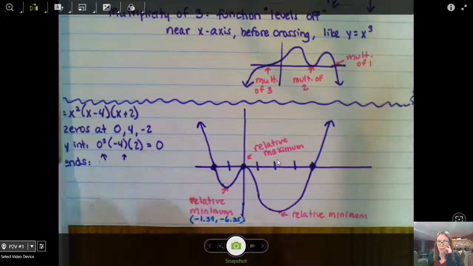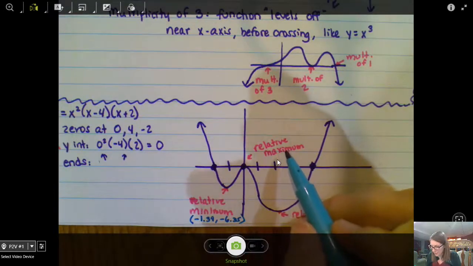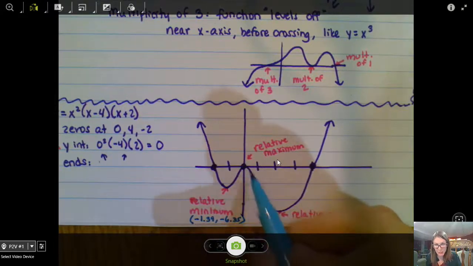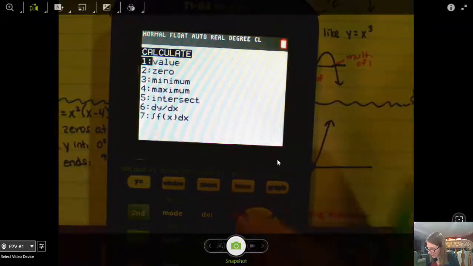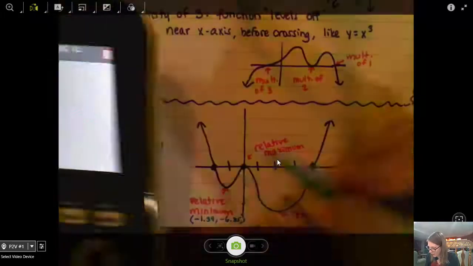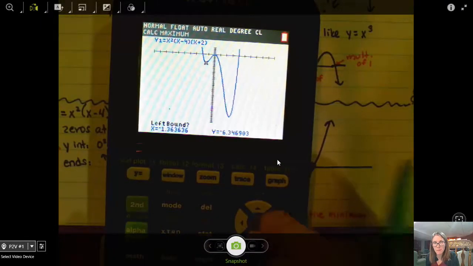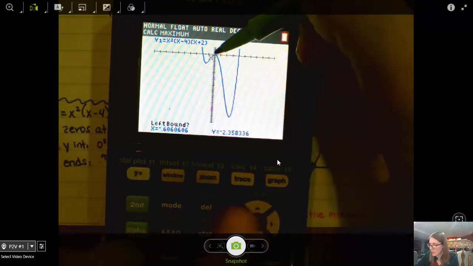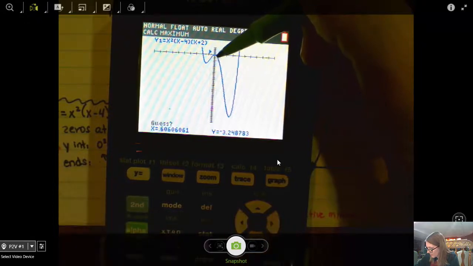Okay, and I'll add that to my little graph here. My relative maximum, I guess I can kind of cheat because I know that this is my turning point at my x-intercept. But to go through our process again, second calc, this would be a maximum. So second calc, maximum. This is what I'm trying to find. So left bound, I just need to be on the left side. Enter, right bound on the right. And guess is enter one more time.